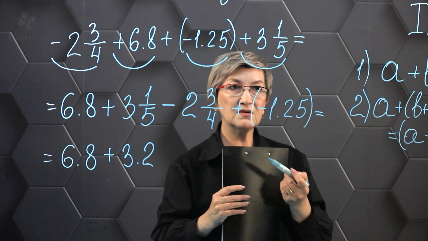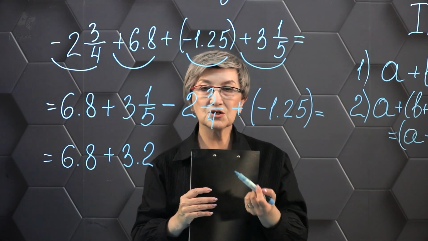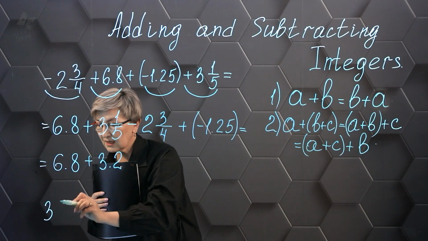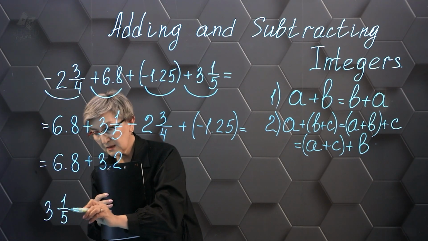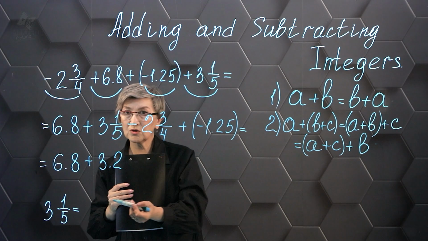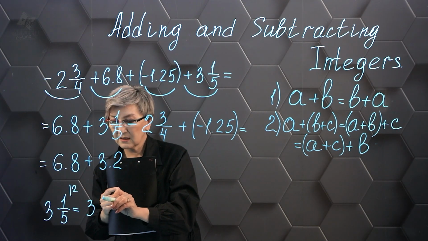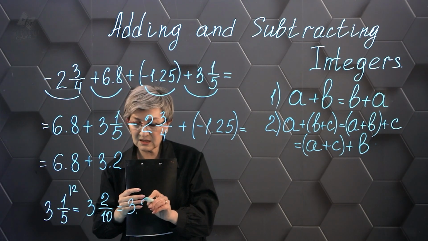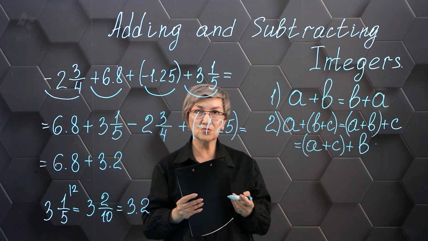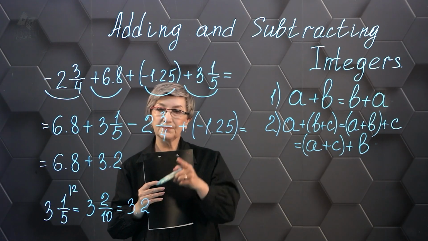Let's remember how to convert an ordinary fraction and write it as a decimal. 3 whole 1/5. I'll multiply the denominator of 5 by 2, and then I get 3 whole 2/10, and I can write 3.2 as a decimal fraction. In this case, it is easy for me to add the two numbers together.